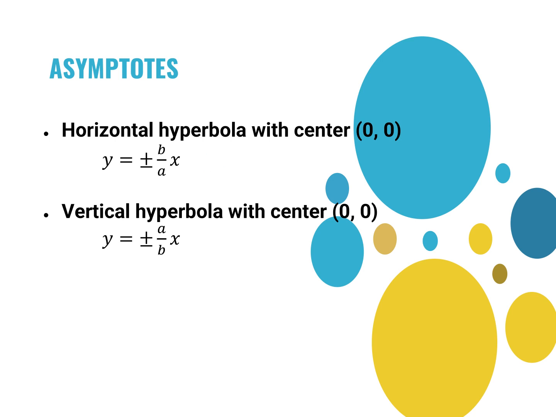Where's your center? At 0, 0. You're going to go right through the center, and you're going to take whatever your B value is and put it over your A value. We're going to do some examples here in a second, and you're going to be fine.